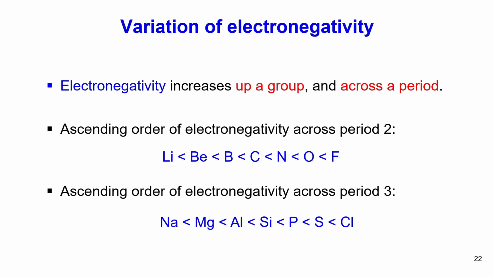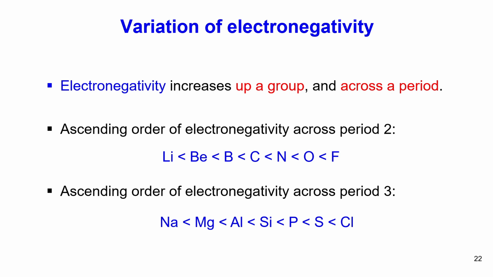So variation of electronegativity increases up a group and across a period. Electronegativity ini akan meningkat bila naik kumpulan dan merentasi kala. Okay, ascending order of electronegativity across period 2: lithium less than beryllium, less than boron, less than carbon, less than nitrogen, less than O, less than F.